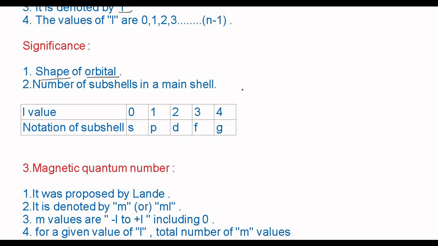Shape of the orbital. That means, what are the orbitals? S, P, D, F. What is the shape of the orbital? S orbital is spherical, P orbital is dumbbell, D orbital is double dumbbell, F orbital is complex.